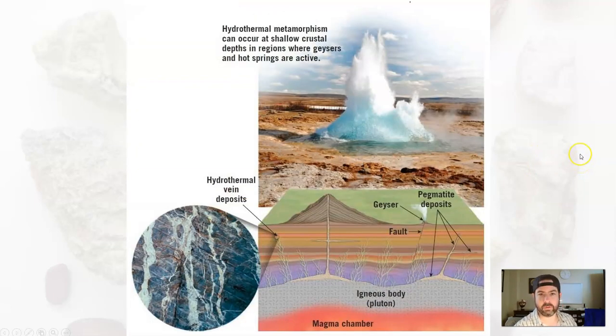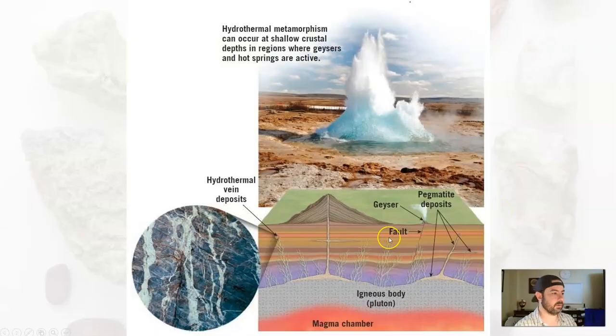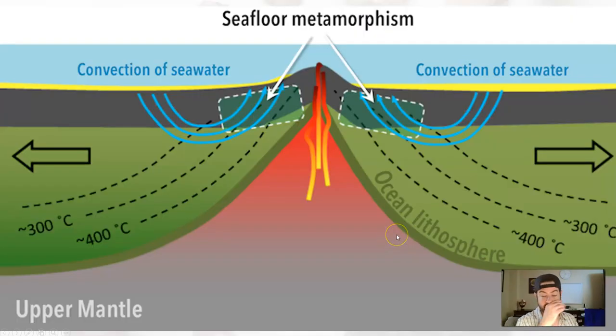Hydrothermal activity, so hot water, can also creep in and change things on a very small scale, but it's still somewhat related to heat. That can happen either in the crust or on the seafloor. But for the most part, just focus on heat and pressure. Metamorphic rocks tell a story about heat and pressure. These rocks have undergone extreme heat and/or pressure.